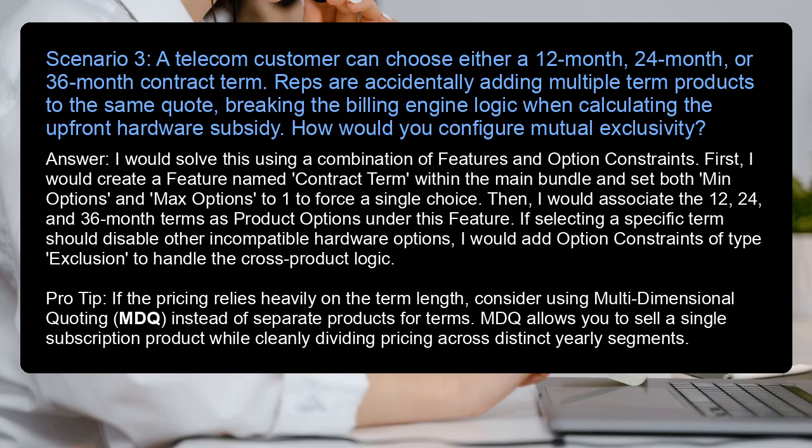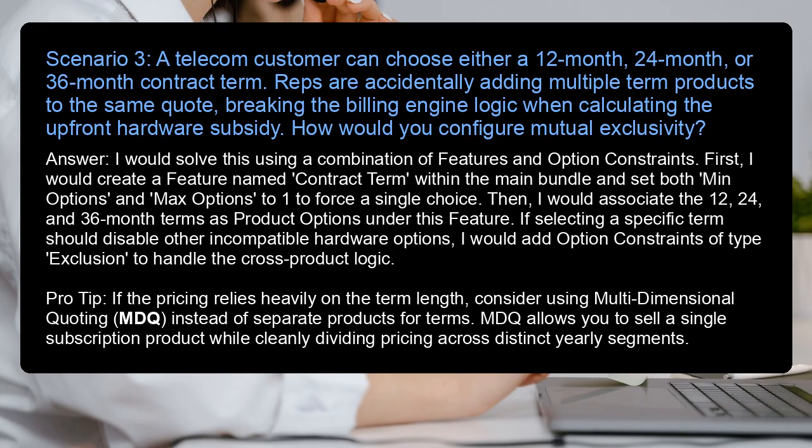How would you configure mutual exclusivity? Answer: I would solve this using a combination of features and option constraints. First, I would create a feature named Contract Term within the main bundle and set both min options and max options to 1 to force a single choice.